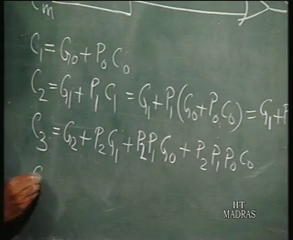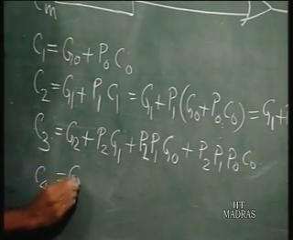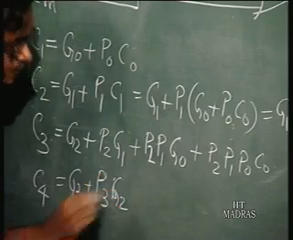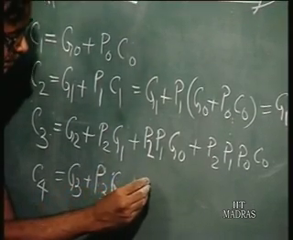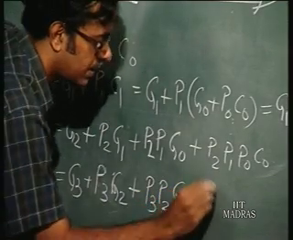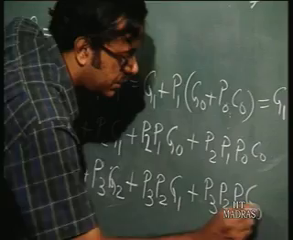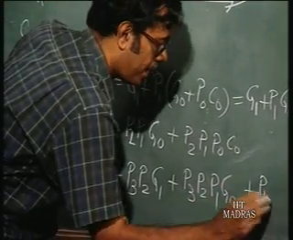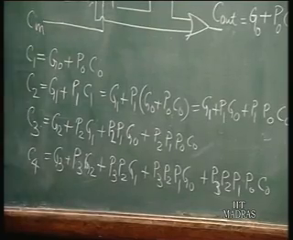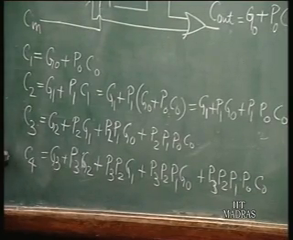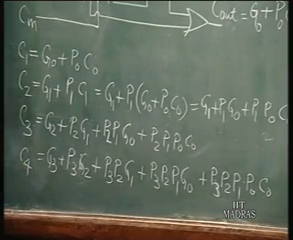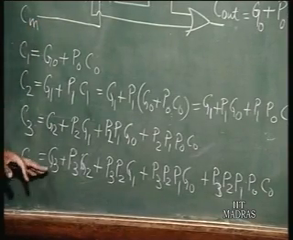Similarly, C4 you will get as G3, I am just writing it down, plus P3 G2 plus P3 P2 G1 plus P3 P2 P1 G0 plus P3 P2 P1 P0 C0. All right. So, these are the terms. The interesting thing here is that if it was a ripple carry, you would have to go through all the stages before you get C4, but here you can generate these things directly.